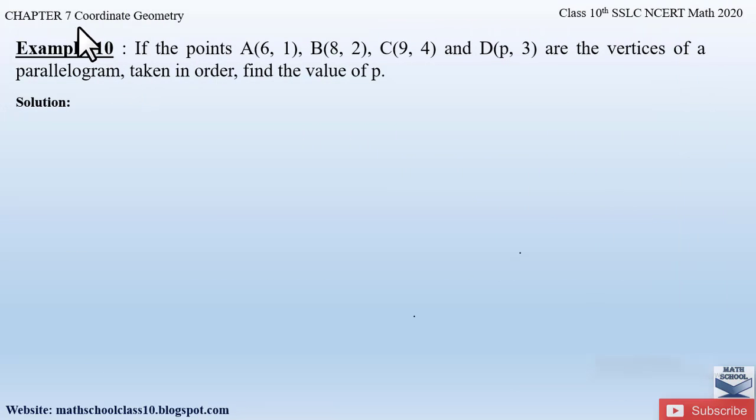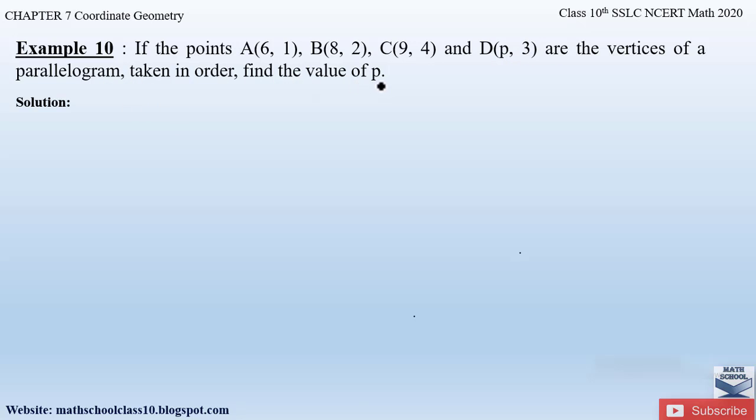Example 10 from chapter 7, coordinate geometry, says: if the points A, B, C and D are the vertices of a parallelogram taken in order, find the value of P. Here they have given us the 4 points A, B, C and D whose coordinates are given, and in the D coordinate the X coordinate is given as P. So we have to find this value of P which forms the vertices of a parallelogram.